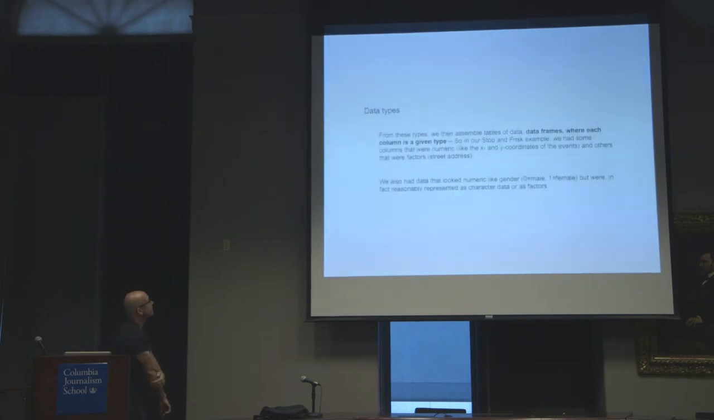All right, so from these types of data, we took each of these basic types, and we then assembled them into data structures, like a column of numbers or a data frame where each individual column has a particular type. So there could be a column of numbers, or a column of characters, or a column that's a factor.